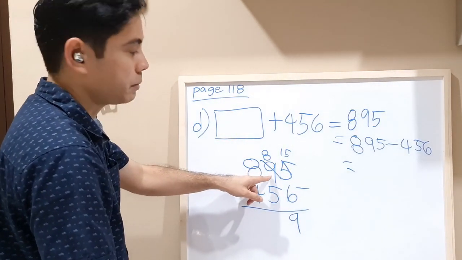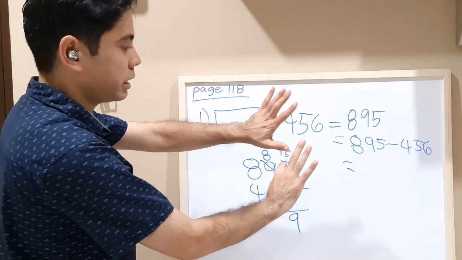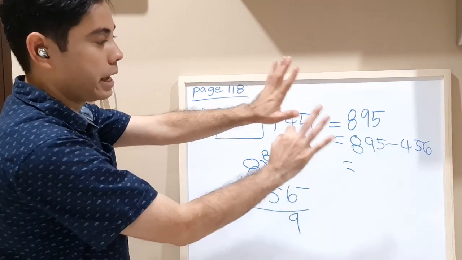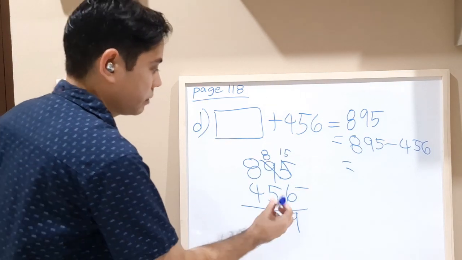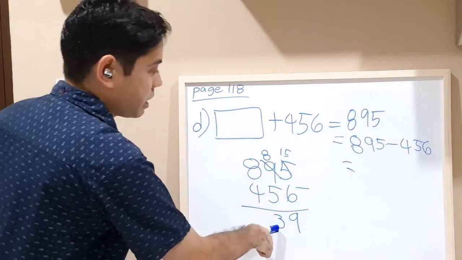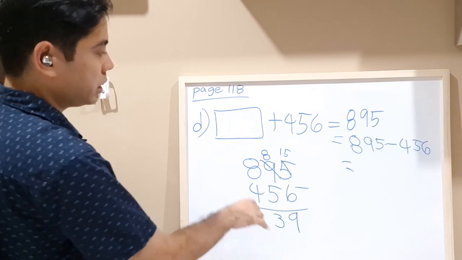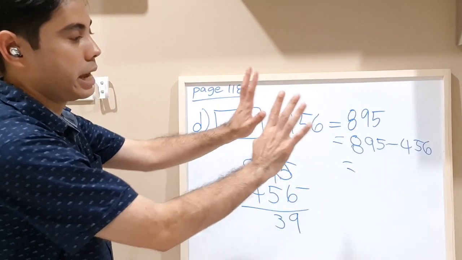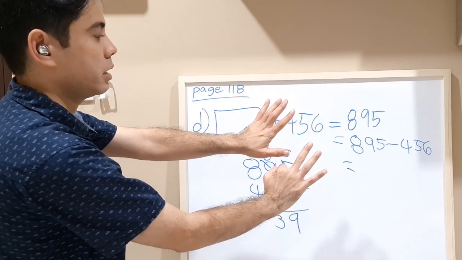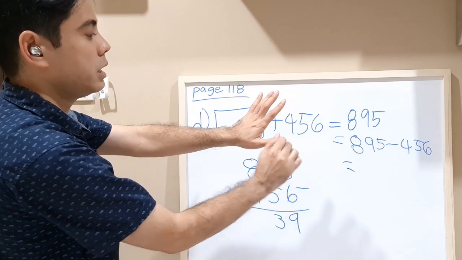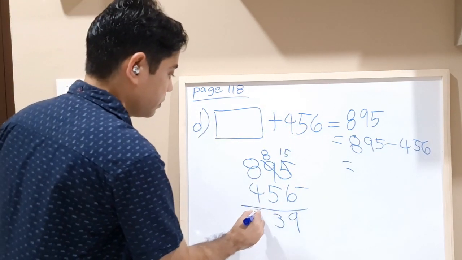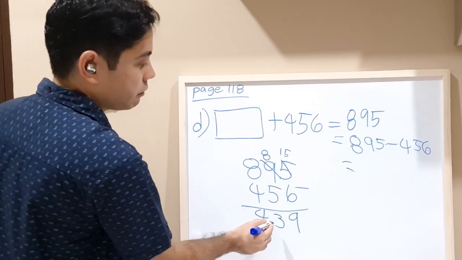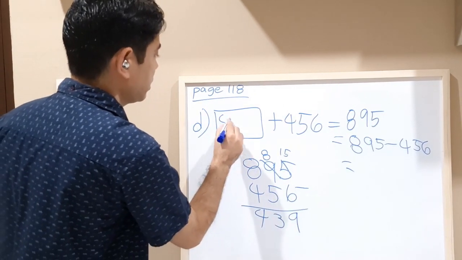Next, tens place. 8 take away 5. 8 take away 5 is 3. So 3. Now, let's go to the next place. 8 take away 4. 1, 2, 3, 4. You have 4. So the answer is 439.